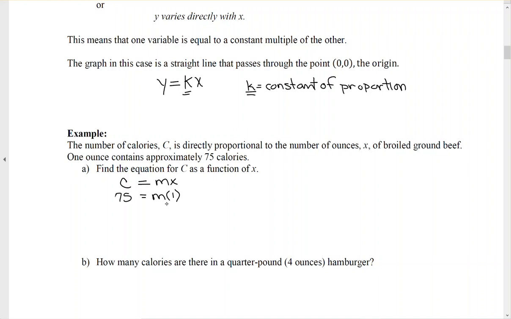So we're going to find our m. Divide both sides by 1, or just multiply by 1 here. M equals 75. So our equation is C equals 75X.